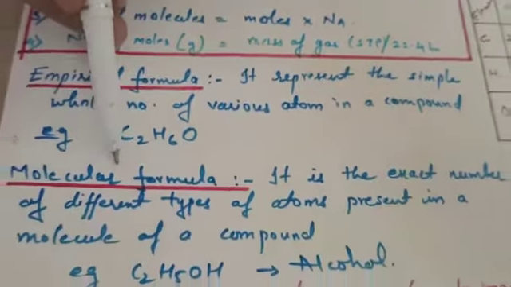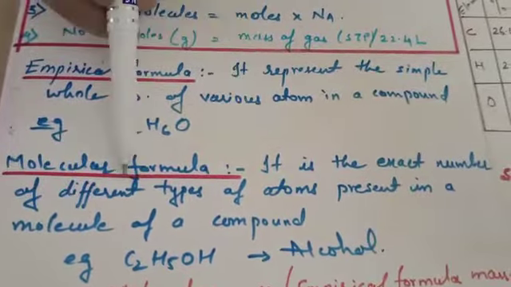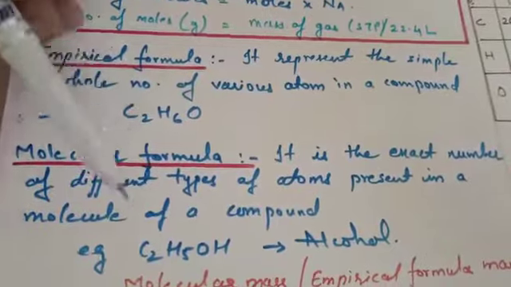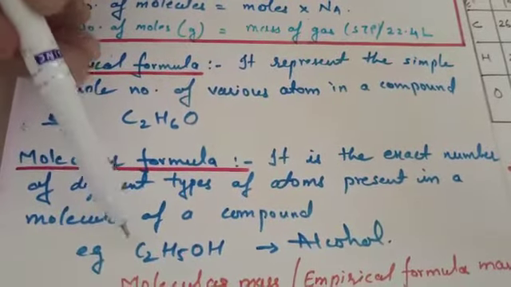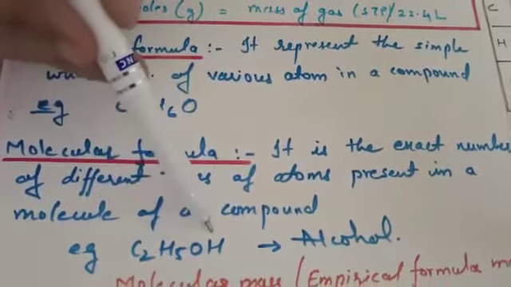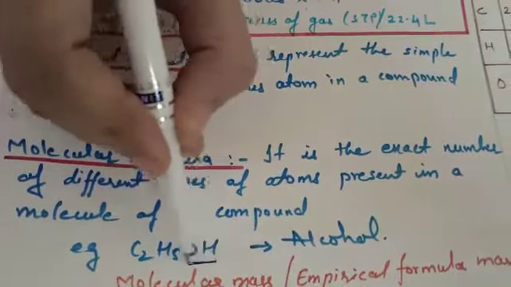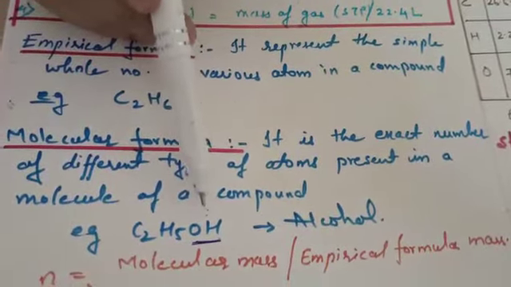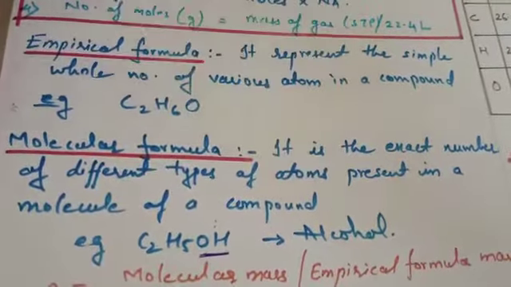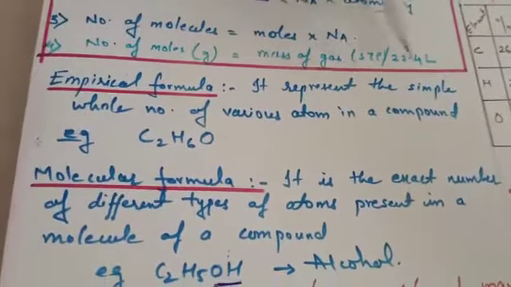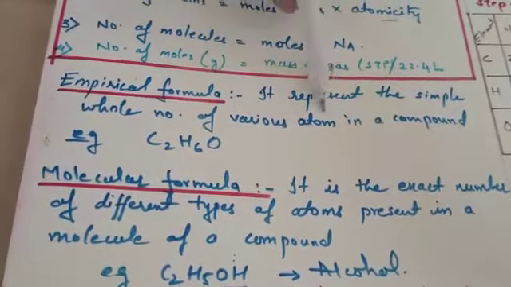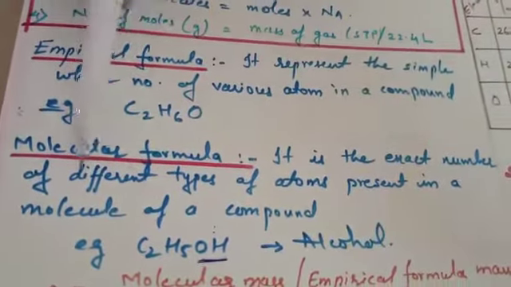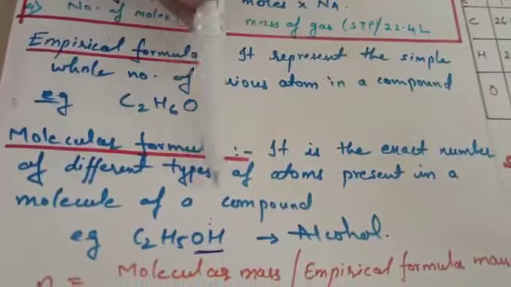Whereas molecular formula is the exact formula of a compound by which we can predict the properties of a compound. For example, the same formula, if it is a molecular formula, will be written as C2H5OH. As OH is written, it represents that this compound belongs to the alcohol family and its properties are going to be very similar to that of alcohol. So empirical formula represents the whole number ratio of various atoms in a compound in its simple form, whereas molecular formula is the exact number of different types of atoms present in a molecule or a compound.